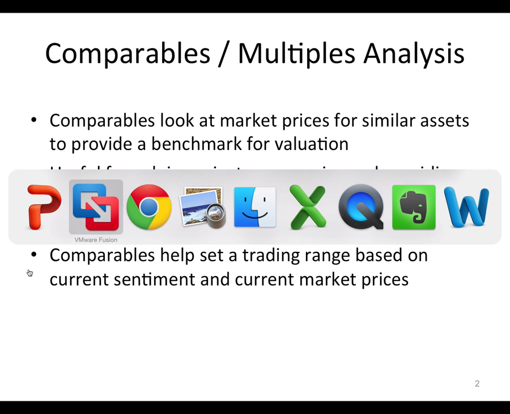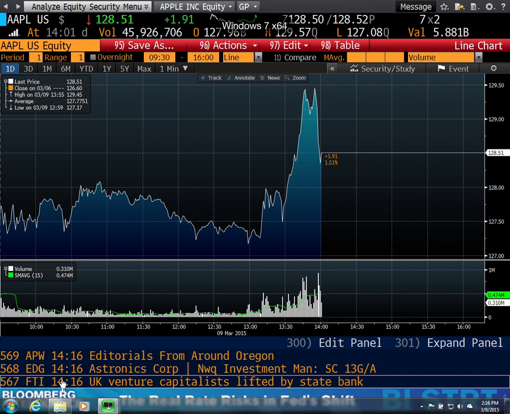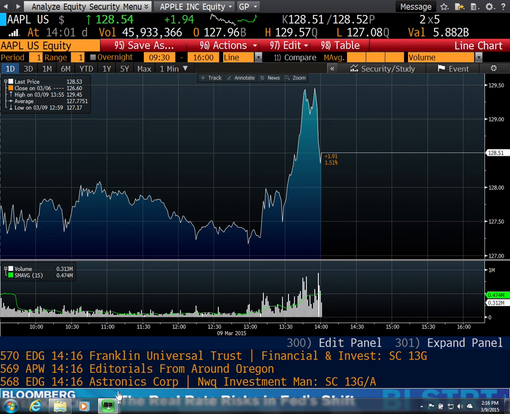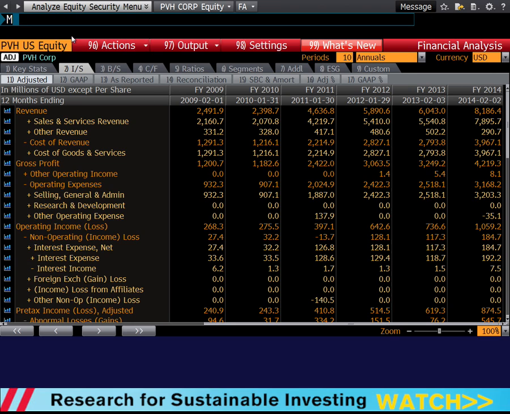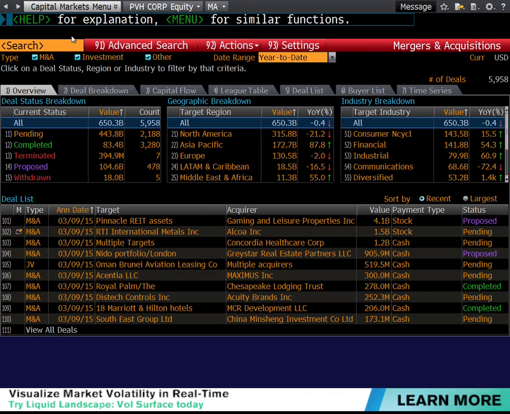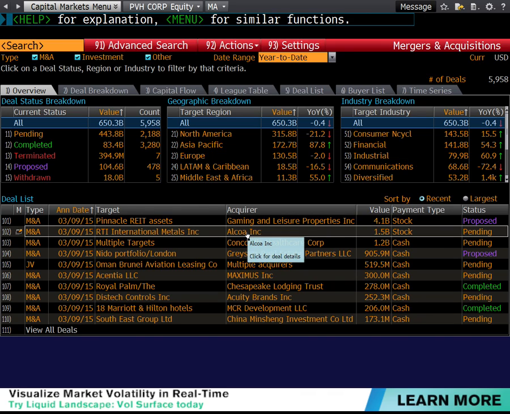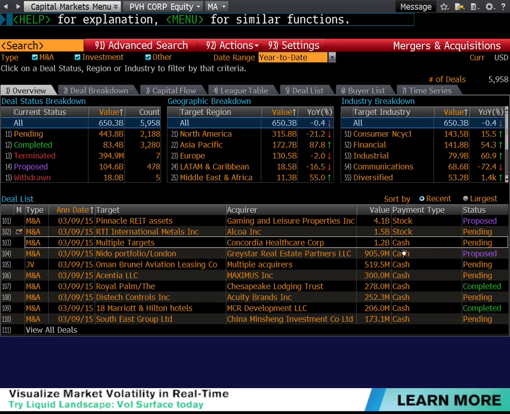Matter of fact, another very valuable feature of Bloomberg, Tim Cook said something they didn't like, is if you go to the M&A section of Bloomberg, short code MA, this will show you all the recent deals that have been done. Any merger, any acquisition, any type of financing, and like the equity screening tool, you can screen down. But for example, here is something where Alcoa is buying this company, RTI International, for $1.5 billion in stock.